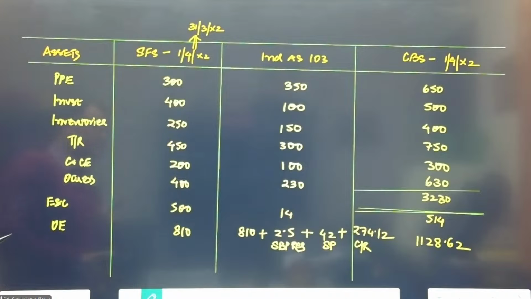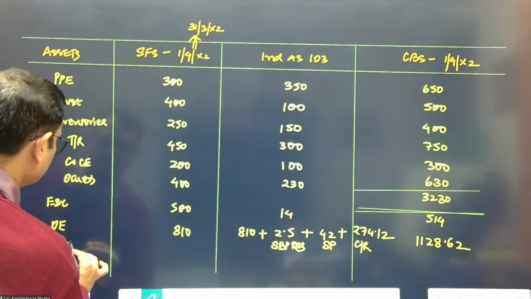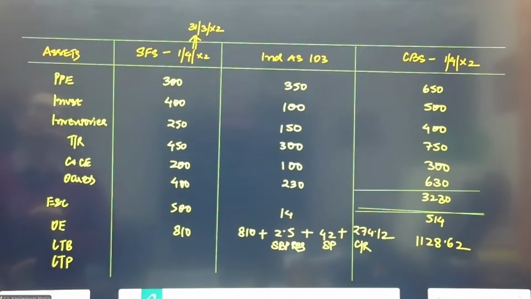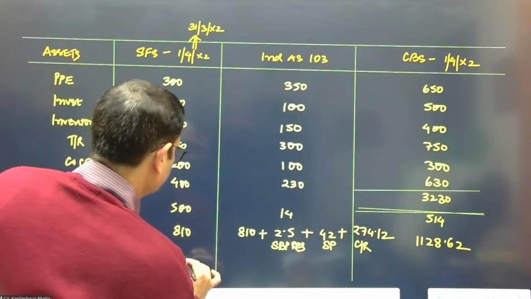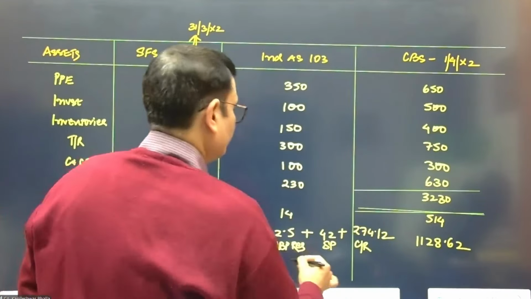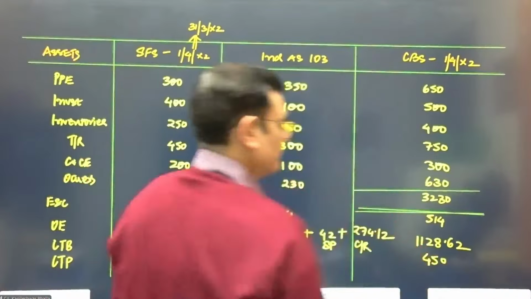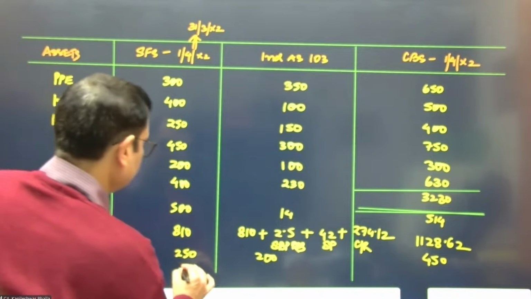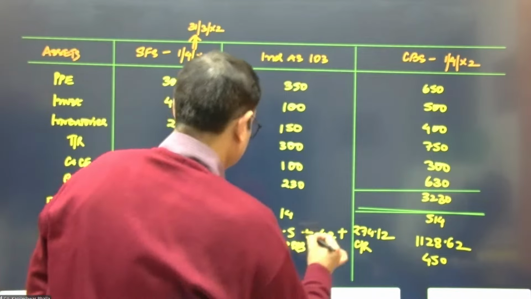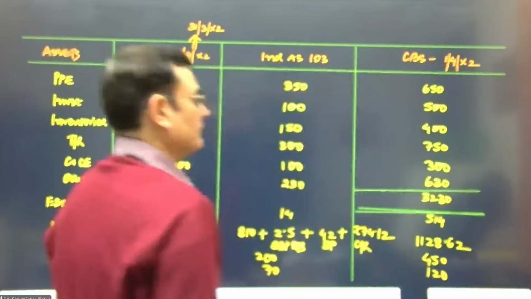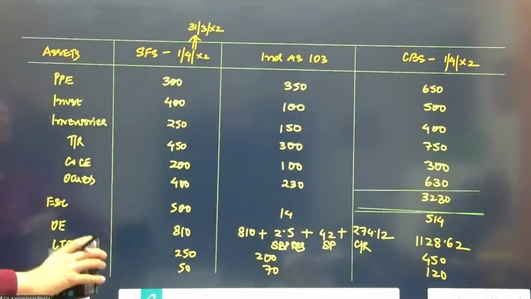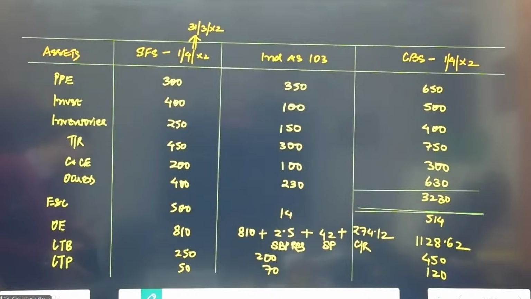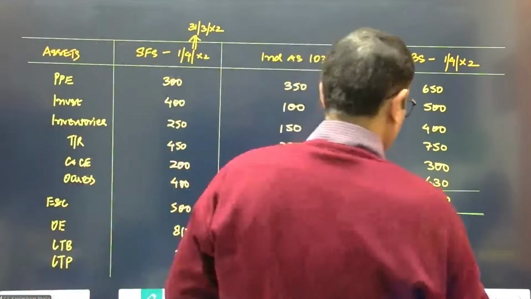Then we give them the long-term borrowings, long-term provisions. So long-term borrowings is 250 and 200. That makes it 450. And then next we are further given long-term provisions 50 and 70. That is 120. I think I need a little more space to go further, so let me just add on more inputs.